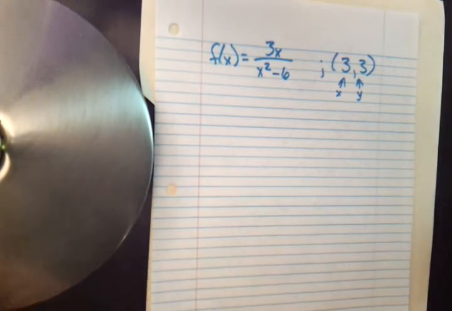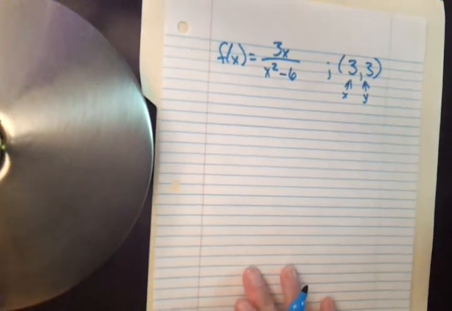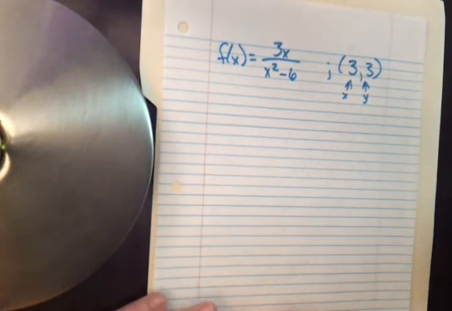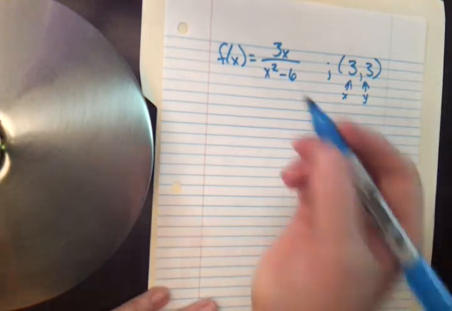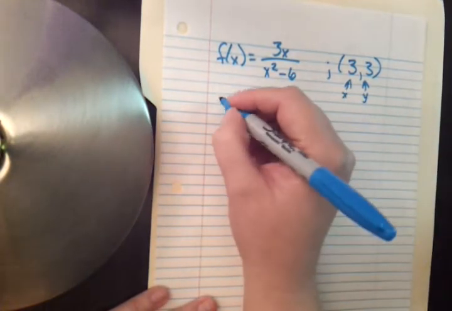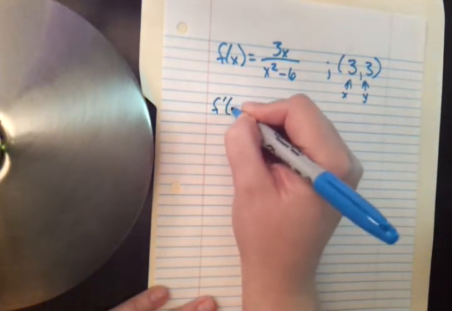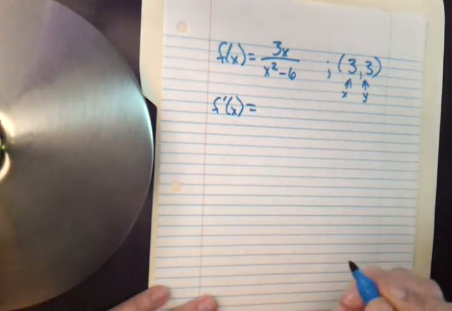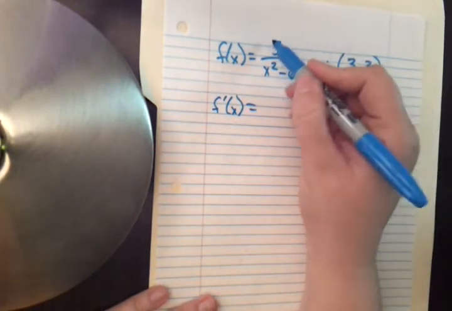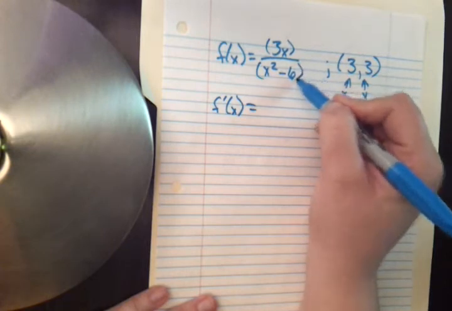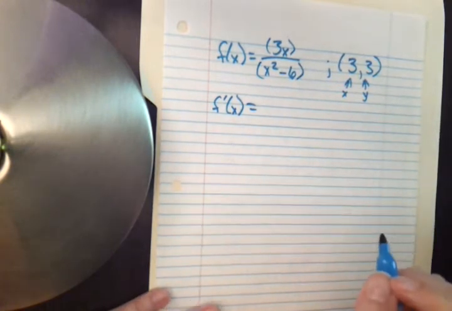So let's do this. In order to find the tangent line, we are going to need a slope, and they're giving us a point, but we're going to have to find that slope. And what do we do to find the slope of a tangent line? We take a derivative. So we need f prime of x. And to do this, we're going to need the quotient rule because we've kind of got a function on top and a function on bottom. So we need to use the quotient rule.